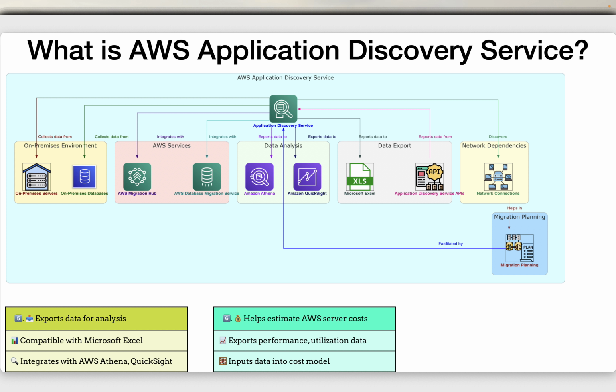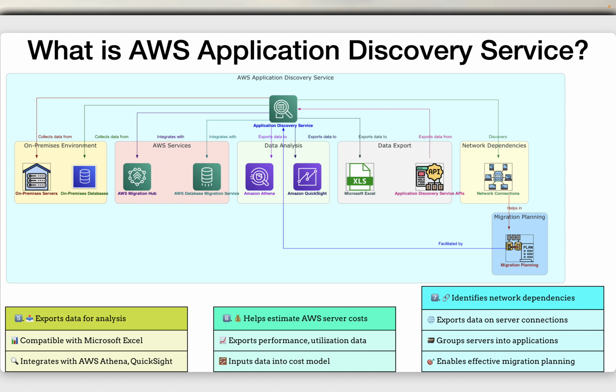By exporting system performance and utilization data, you can input this information into your cost model to estimate the expenses associated with running your servers on AWS. The service can export data about network connections between servers, helping you understand dependencies and group them into applications for more effective migration planning.